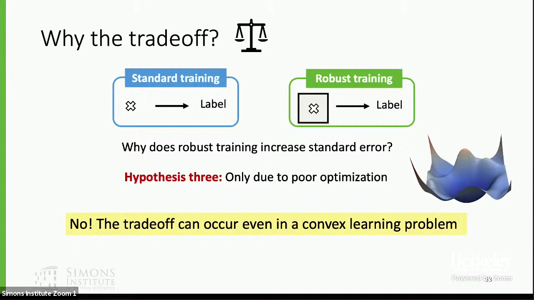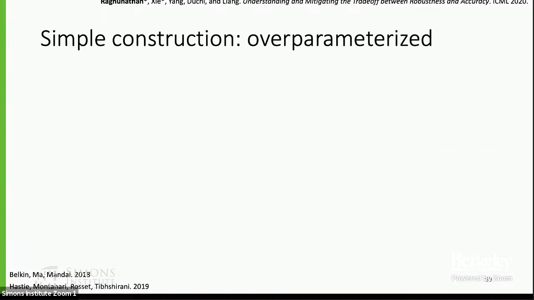But when I think about this more carefully, we found that this trade-off can occur even in a convex learning problem, which I found quite surprising because it went completely against my intuition that telling a model to do something reasonable actually made it worse. I want to show the simple construction for where we see this kind of behavior.